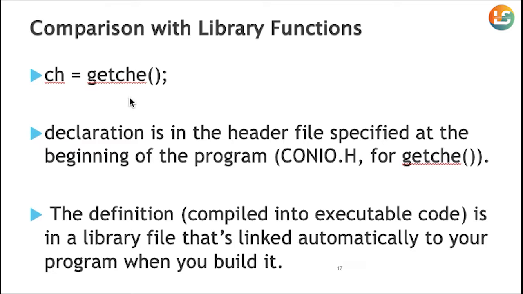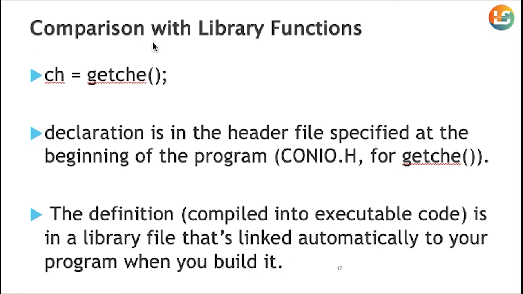The definition compiled into executable code is in a library file that is linked automatically to your program when you build it. Whenever you are going to build your program, in the building process it will attach that file in which the definition and declaration of this function exist, and with your program that is also going to run.